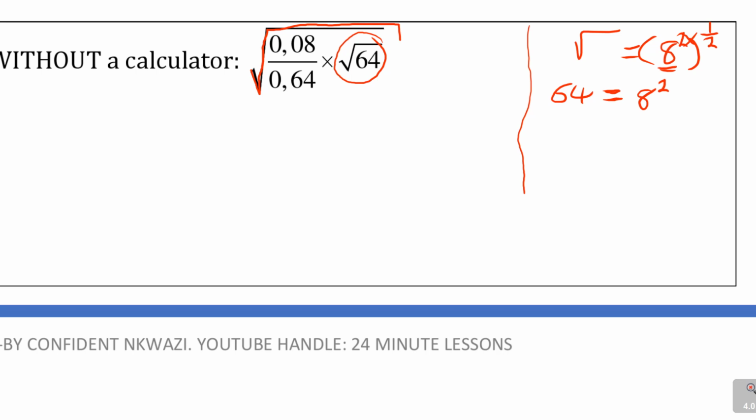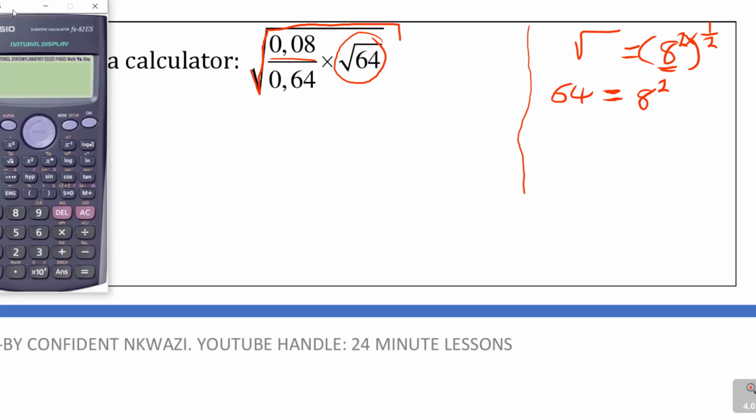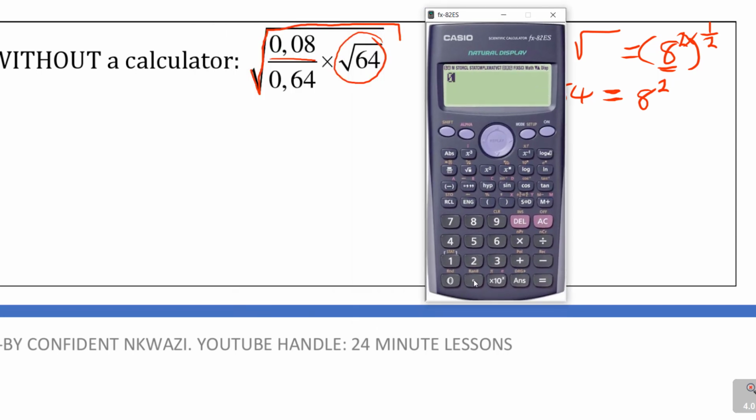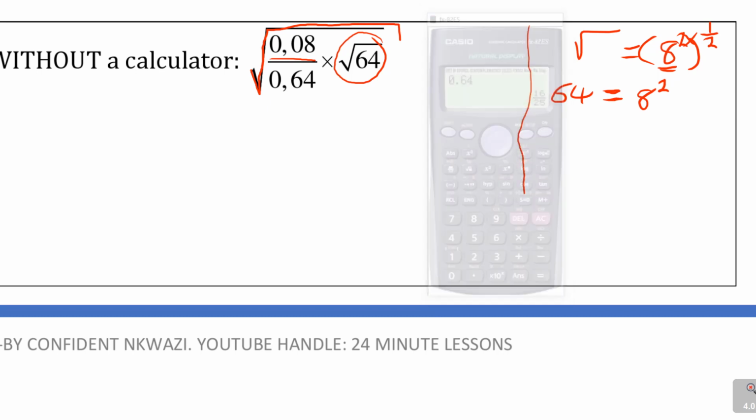You see that? And then next one, you need to know what is this 0.08. Forget about the outside square root for now. Look at what is inside. Take a calculator and say to yourself, what is 0.08? See, you're getting 2 over 25. And then also ask yourself, what is 0.64? You're getting 16 over 25. But this is what you do.